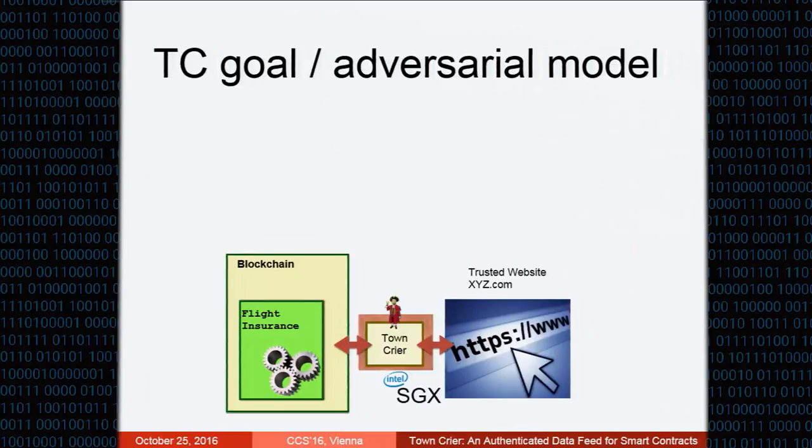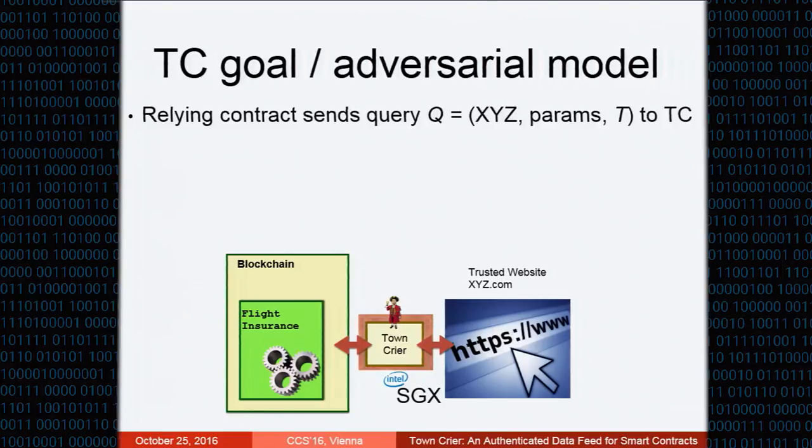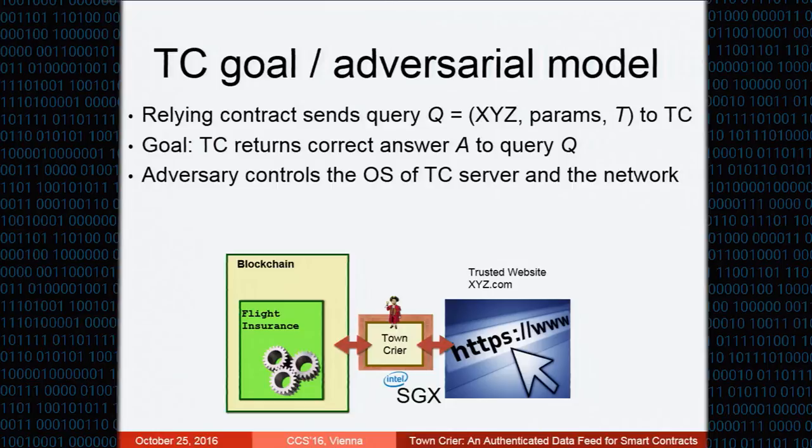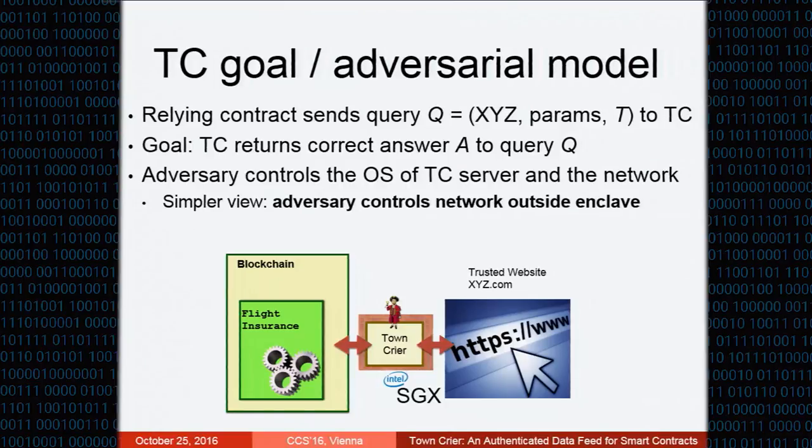Okay, so let's actually talk about Town Crier. Town Crier works by answering queries from relying contracts. The security goal, of course, is to make sure that the answers to those queries are always correct. And in our model, we assume a quite permissive adversary model. We assume the adversary controls the server of the Town Crier service. It controls the operating system and all of the network stack. A simpler way to say this is the adversary controls everything outside of the enclave.